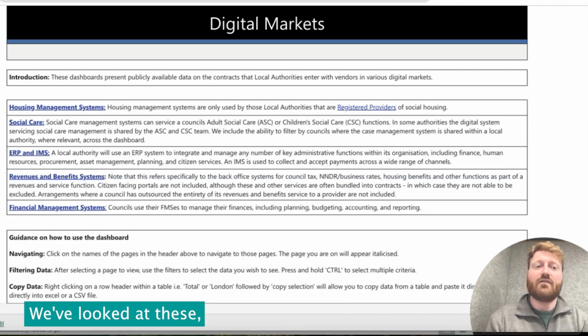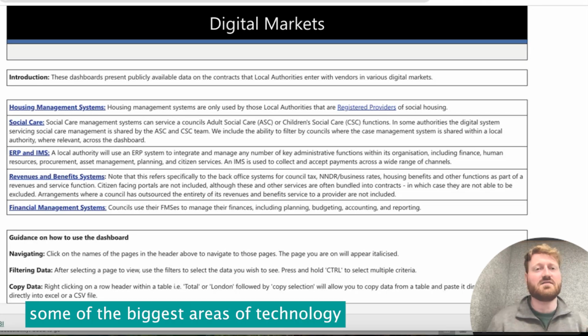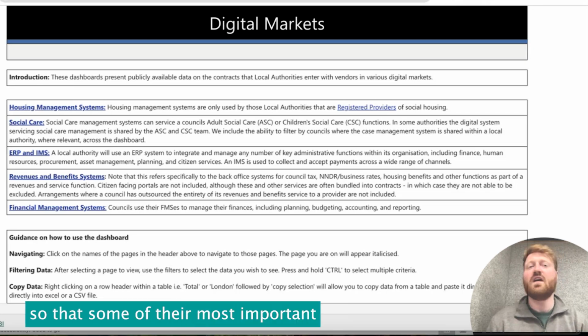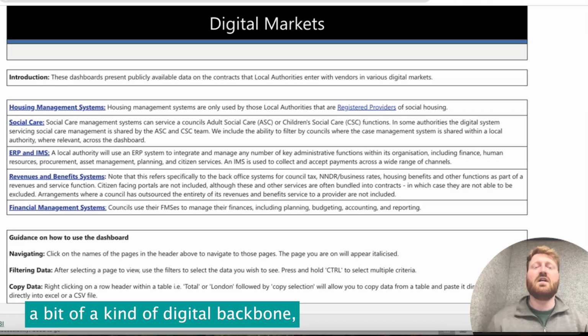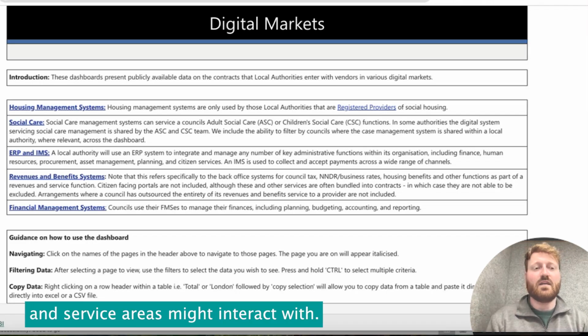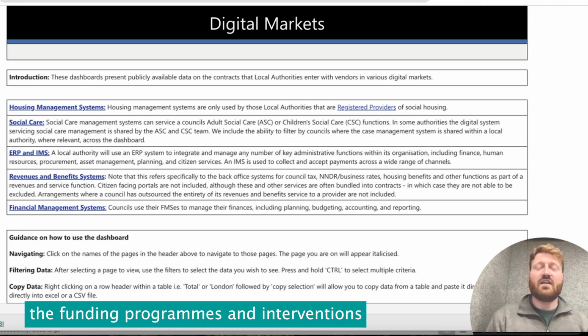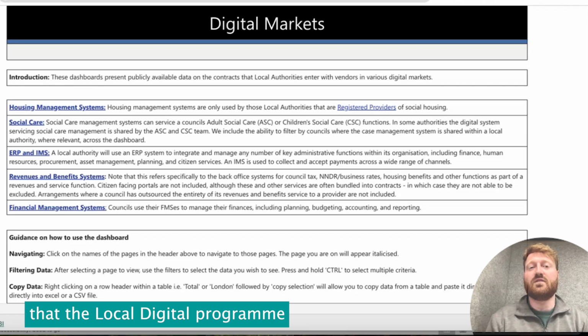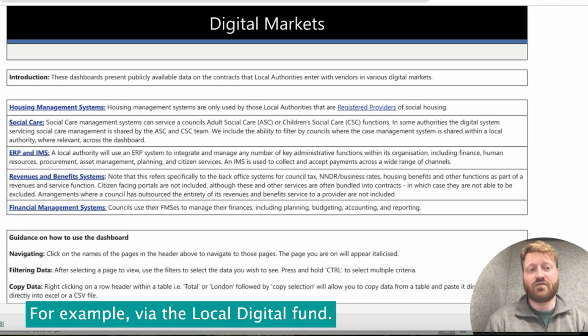We've looked at these for a few different reasons. First of all, these tend to represent some of the biggest areas of technology spend for councils, so they're some of their most important technology contracts. Second, we recognise that these systems often represent a bit of a digital backbone where other systems and service areas might interact with. And then finally, many of these systems are relevant to some of the funding programs and interventions that the Local Digital programme has pursued in the past, for example, via the Local Digital Fund.